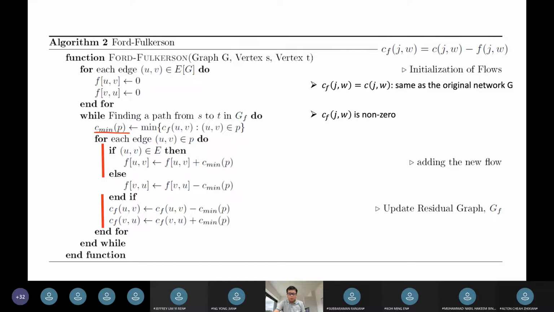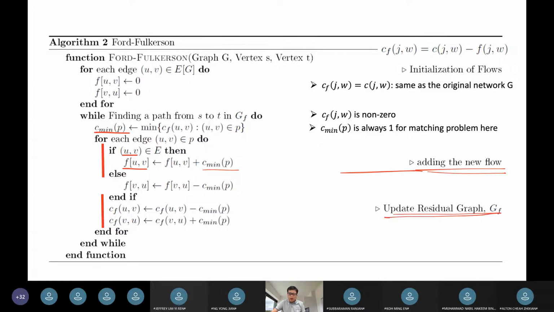Then what do we do? We add the new flow to the network. So we just update the new flow to the network. If the flow is in the original network, then we update it. Then we update the residual graph.